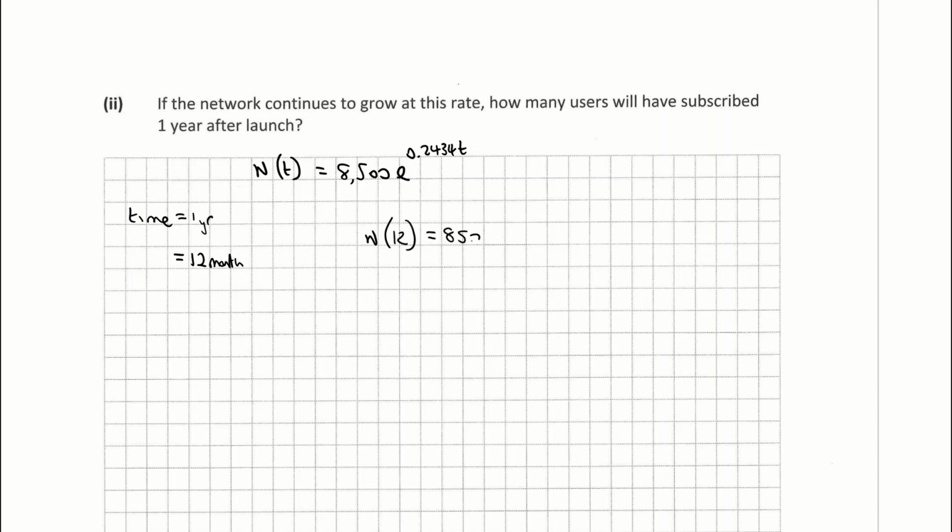So that's 8,500 multiplied by e to the power of 0.2434 multiplied by t, which is now going to be 12. And I go to my calculator and I type that in and I get 157,724 users. We get a decimal point there, but make sure you round it down because we're talking people here. So it's 157,724 users.